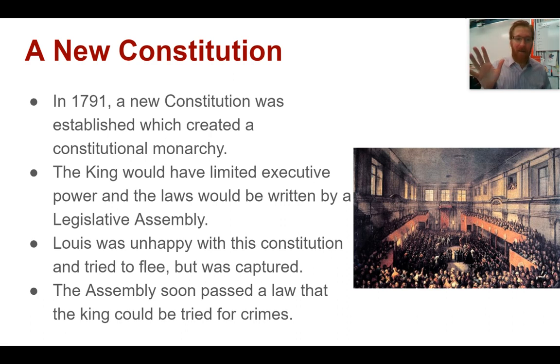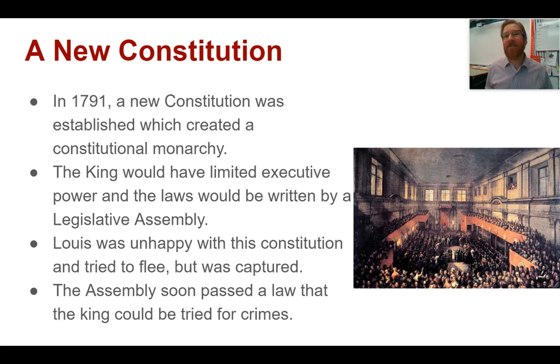They still have a king, but the king would have very limited executive power, and all the laws of France would be written by a legislative assembly. Louis was not happy with this. He did not like his absolute power being stripped and being given a minor role within this government. And when he disagreed with the constitution, he attempted to flee, and many believe he fled to create some sort of army to retake Paris. But he is captured during his flight.